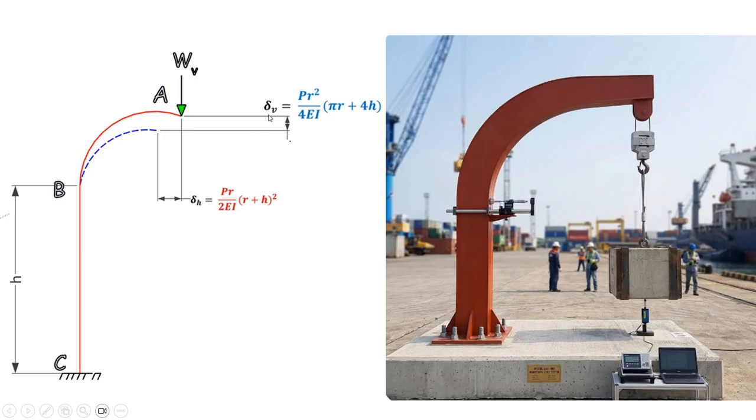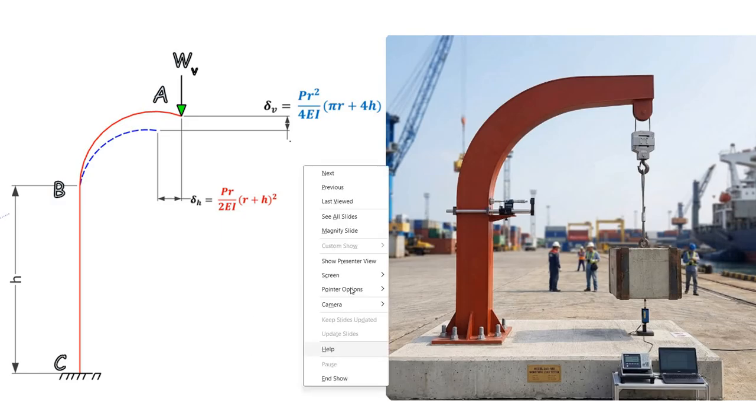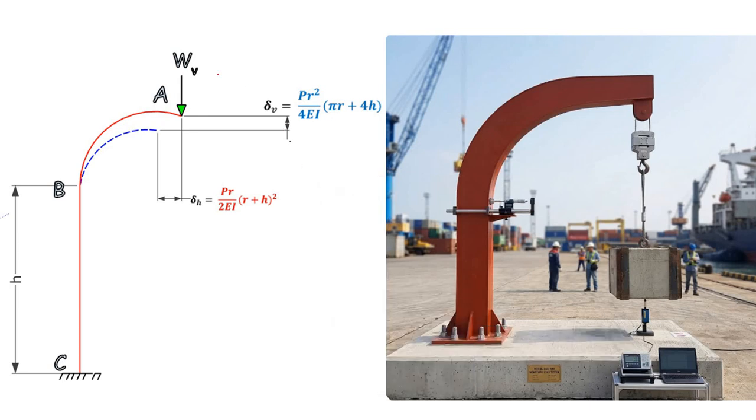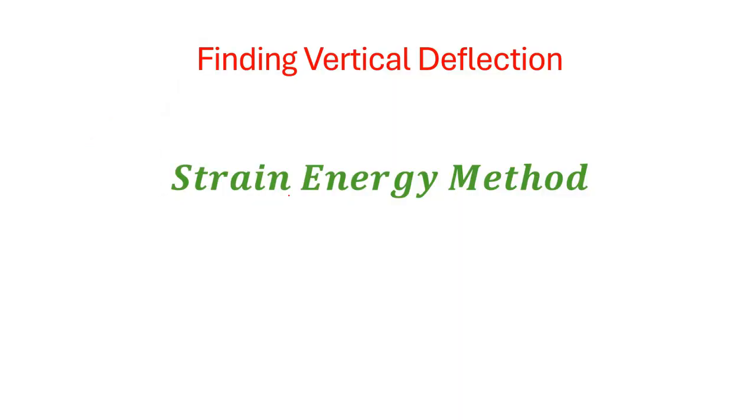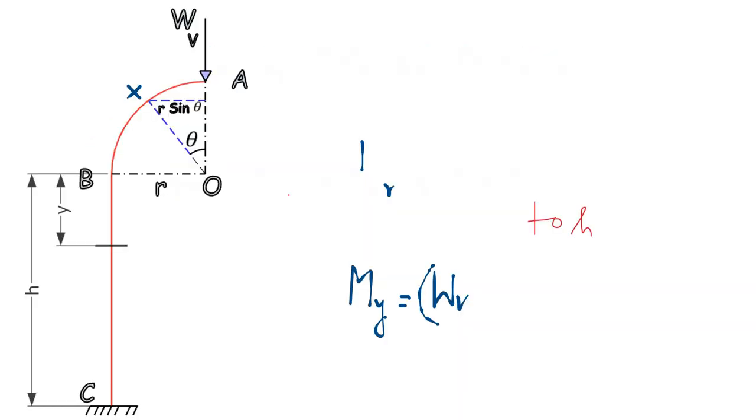So we can see that these are the expressions. Del V is equal to PR squared by 4EA into pi R plus 4H, and del H equal to PR by 2EA into R plus H the whole square. Now you can relate that this WV is nothing but the P. So that is the load, and you can here see the formula for del V and del H. Now we will use the strain energy method.